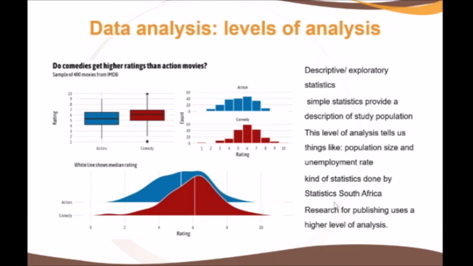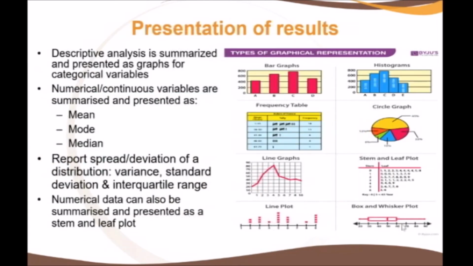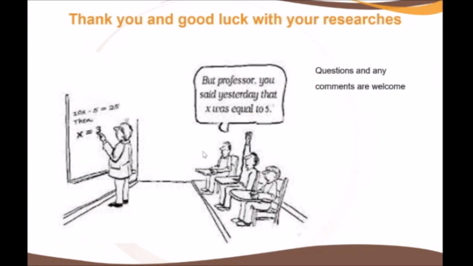So you can report using box and whisker plots or frequency tables or bar graphs, histograms. Line graphs can also be used for continuous variables. Say, for example, I'm sure you've seen this when they report the value of the rand, how it has been falling or how it has been gaining. You can plot it over months and see how it went up and came down. And I think that brings me to the end of this presentation.